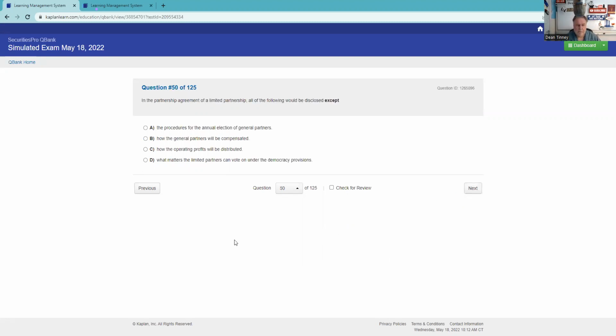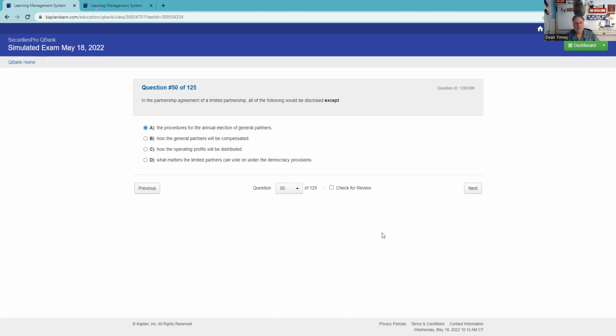In a partnership agreement of a limited partnership, all the following would be disclosed except the procedures for the annual election of the general partners. How the general partners will be compensated, how the operating profits will be distributed, what matters the limited partners can vote on under democracy provisions. Yeah, we don't do an annual election of the general partner, so I'm going to go with A. The rest of the things sound like something we would want to know in the partnership agreement.